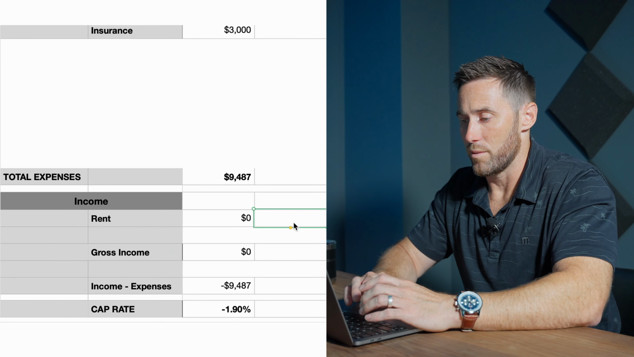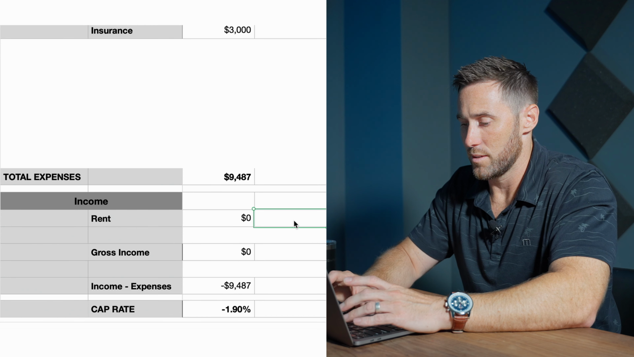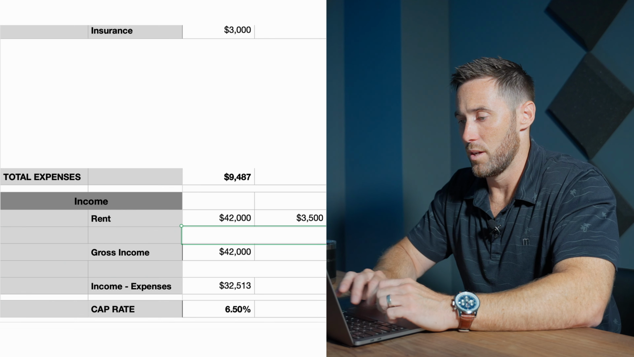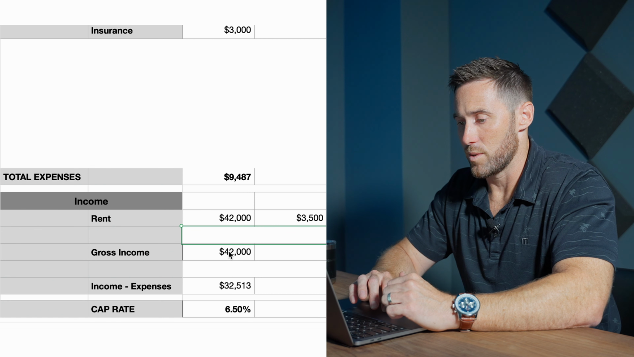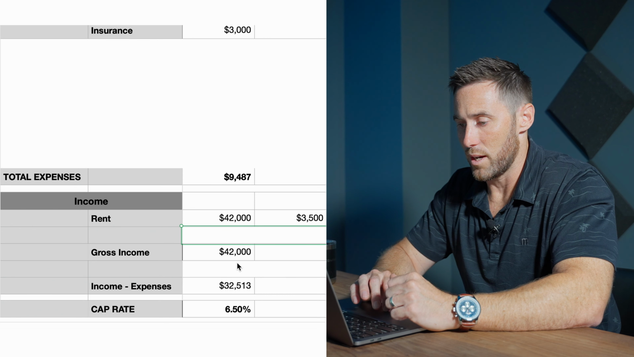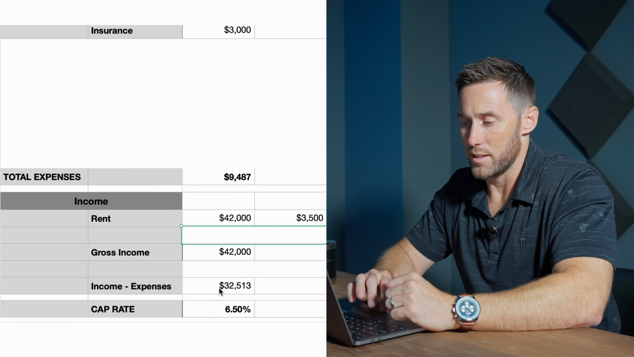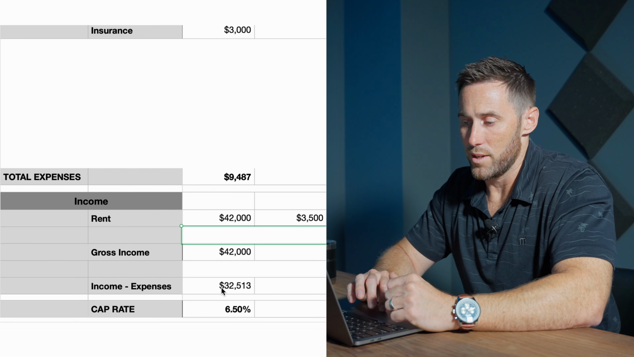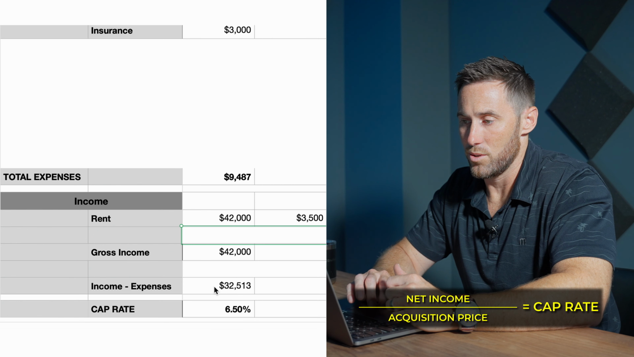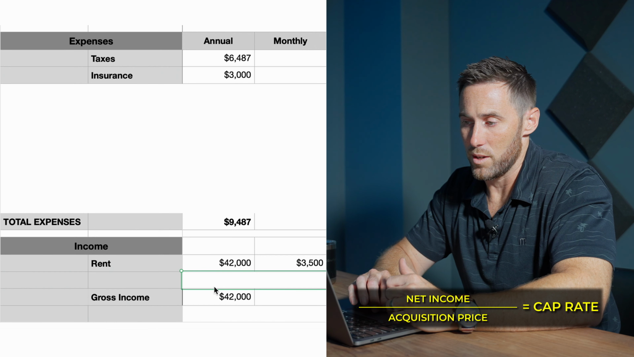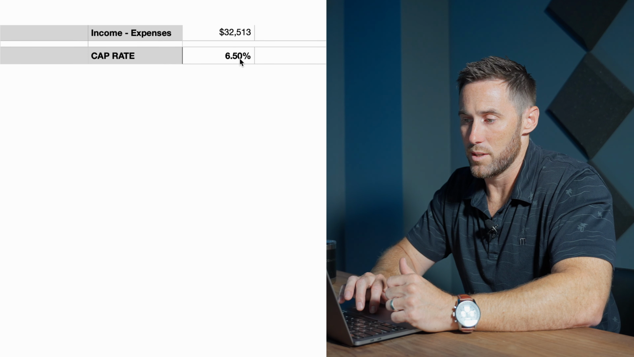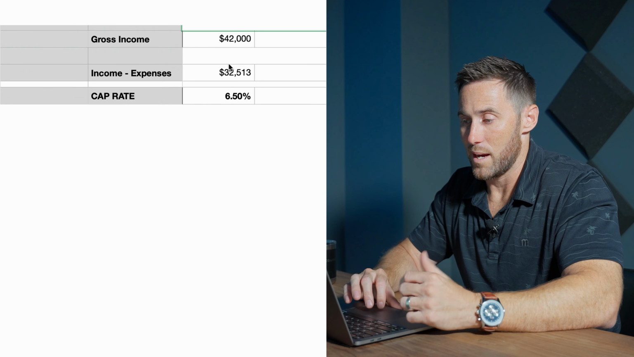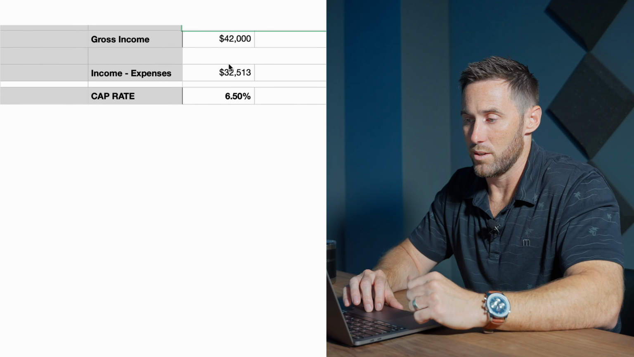When we're looking at income, we wanna first factor in what we might get for rent, and that might be $3,500 per month. That'll immediately calculate to $42,000 per year if every month is rented, giving you a gross income of $42,000. But income subtracting the expenses gives you a $32,513 net. So if you divide that net into how much your acquisition price was, the $500,000, that will give you a percentage, which is 6.5%. That is a 6.5% cap rate. That's your number for a cash sale in this scenario.